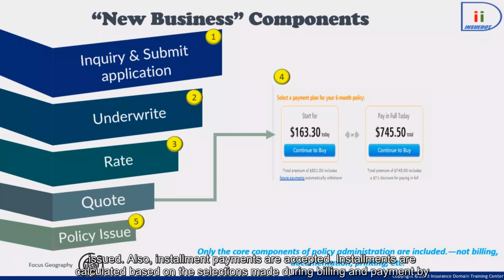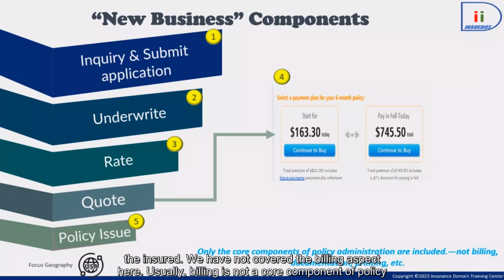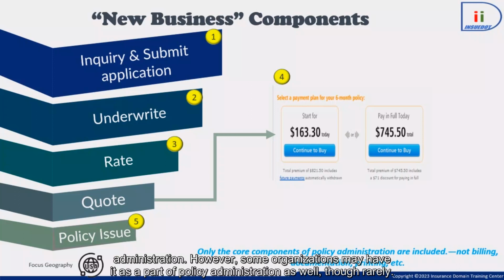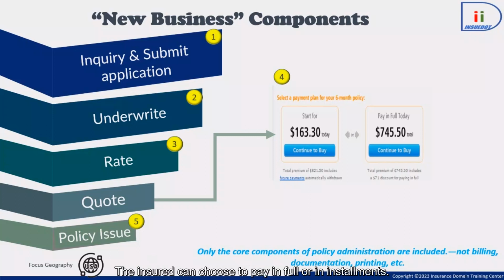Installments are calculated based on the selections made during billing and payment by the insured. We have not covered the billing aspect here. Usually, billing is not a core component of policy administration. However, some organizations may have it as a part of policy administration as well, though rarely. The insured can choose to pay in full or in installments. Once he selects his choice and pays the premium, the process of issuing the policy starts.